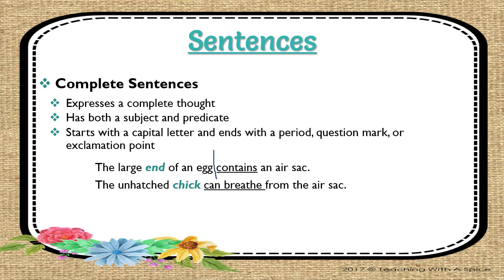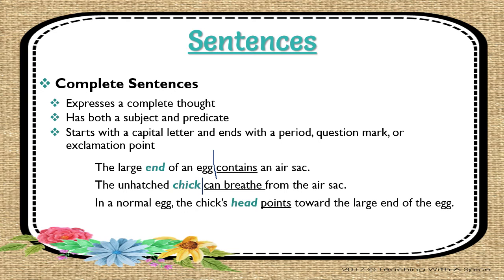The unhatched chick can breathe from the air sac. Can breathe is your action. What can breathe? The chick can breathe. And there's where you would divide it between your complete subject and complete predicate. In a normal egg, the chick's head points towards the large end of the egg. Points is your action. What points? The head points. All of the stuff in the beginning goes with the subject. All of the stuff in the end goes with the predicate.